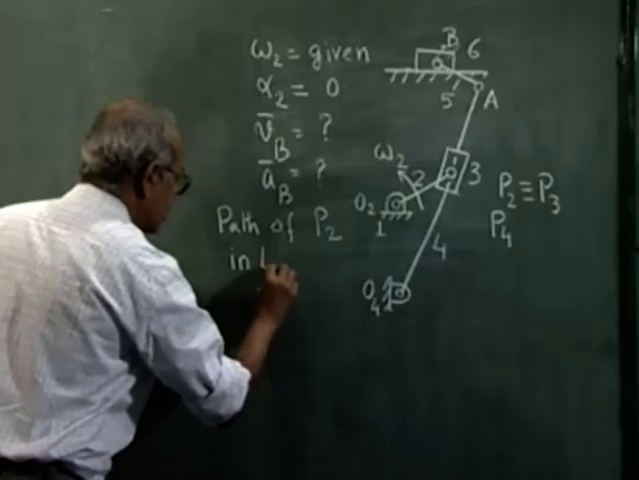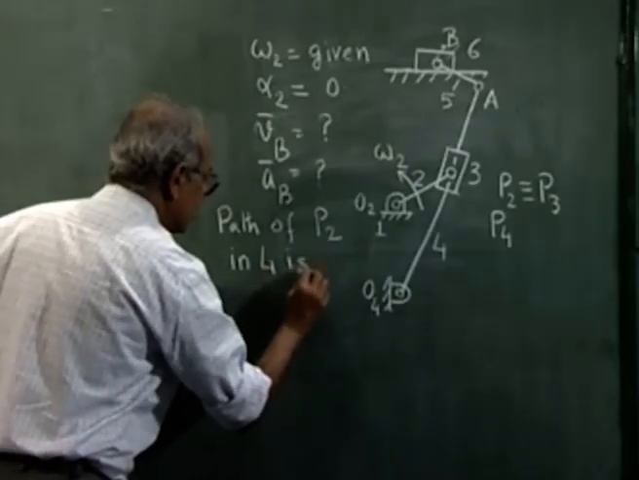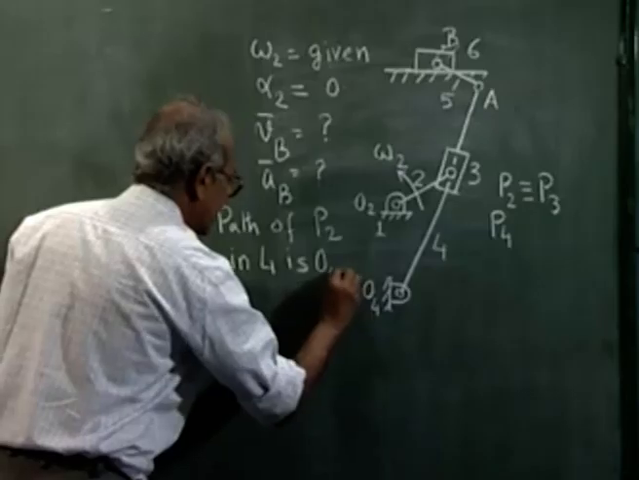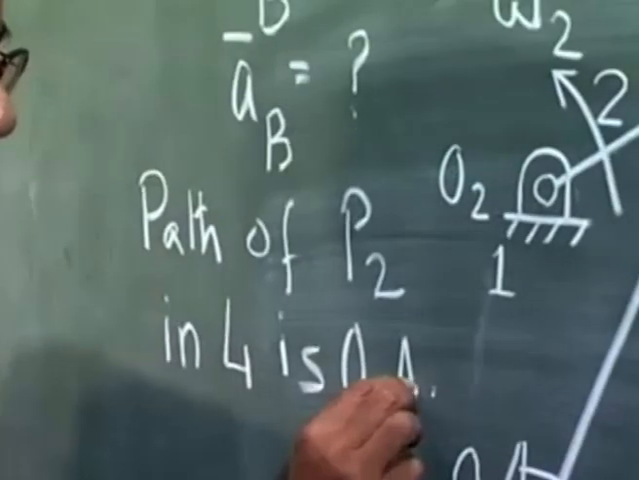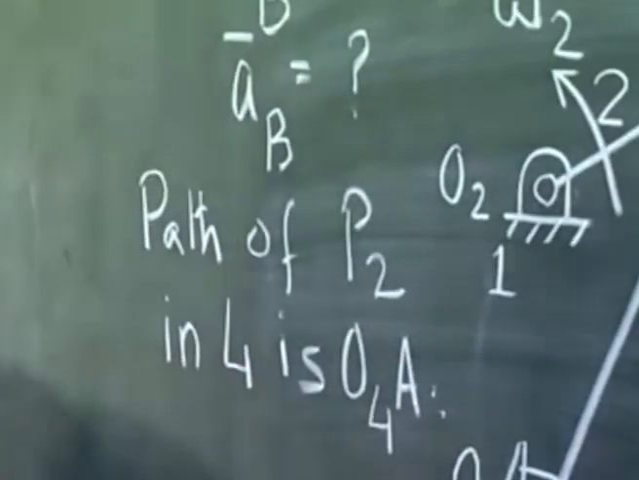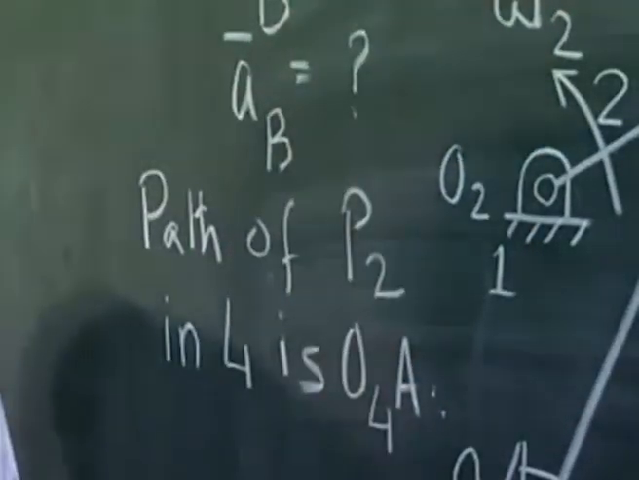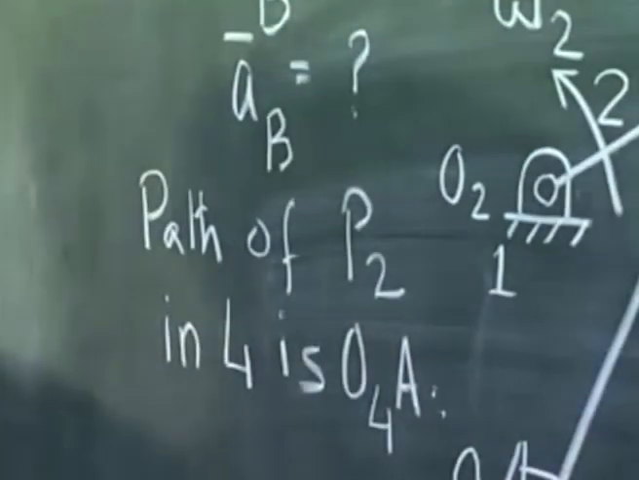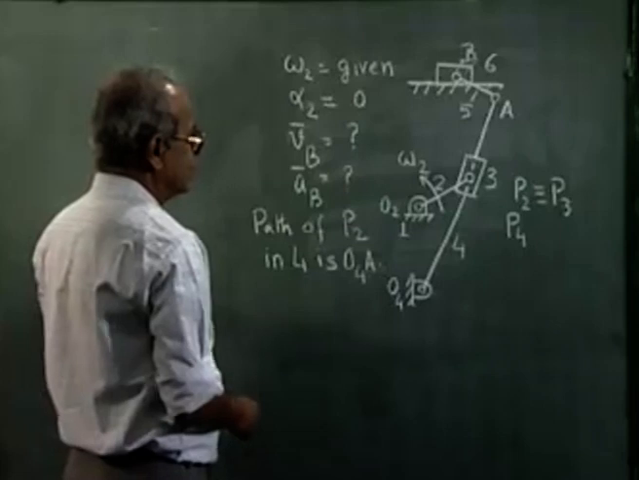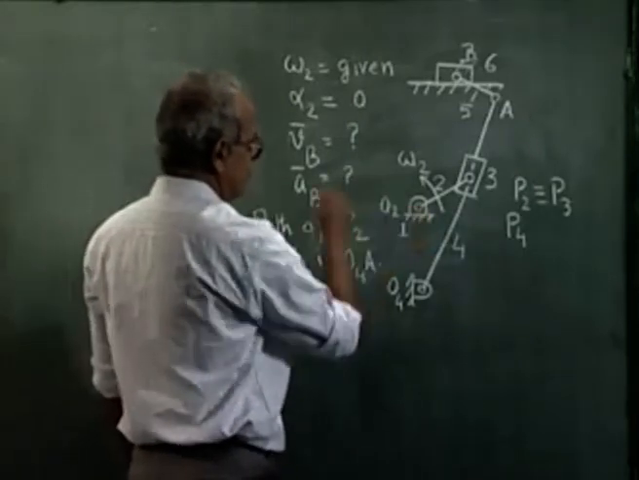In 4 is O4A. So this is a straight line path. The curvature of this path is infinity. To do the velocity analysis, we start as usual from the input end.